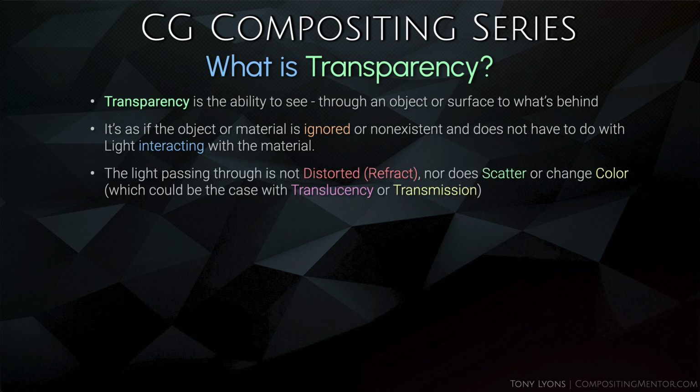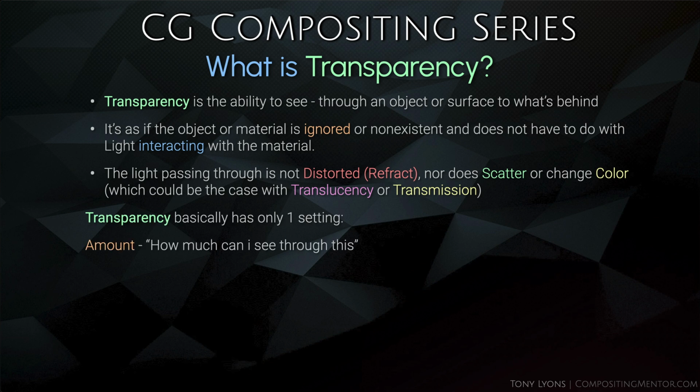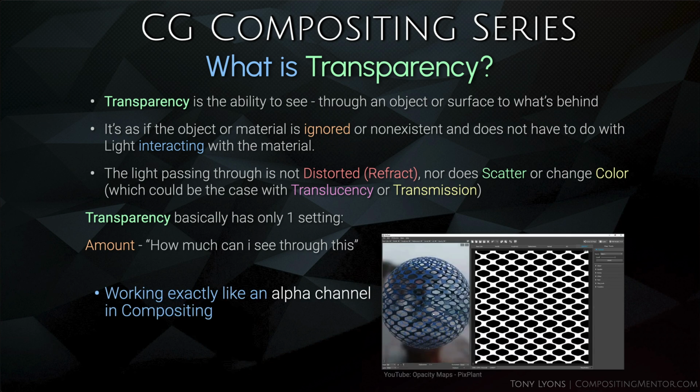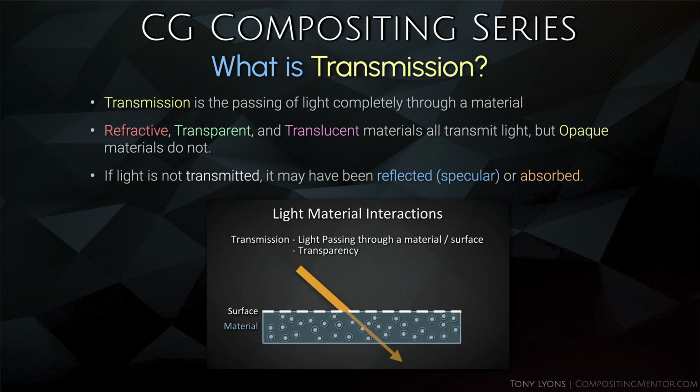The light that is passing through this transparent object is not distorted, which is refracted, nor does it scatter or change color, which could be the case with translucency or transmission. And transparency basically only has one setting, which is amount, or how much can I see through this. This is working exactly like an alpha channel in compositing, so you can imagine a black and white matte, and wherever is black, you're seeing right through it, and the light is not really interacting with anything, it's just pretending it's not actually there.